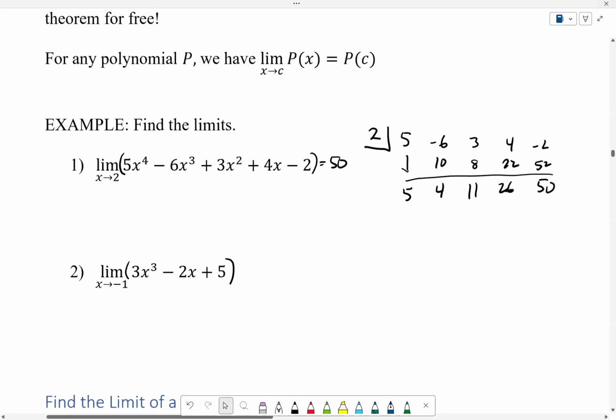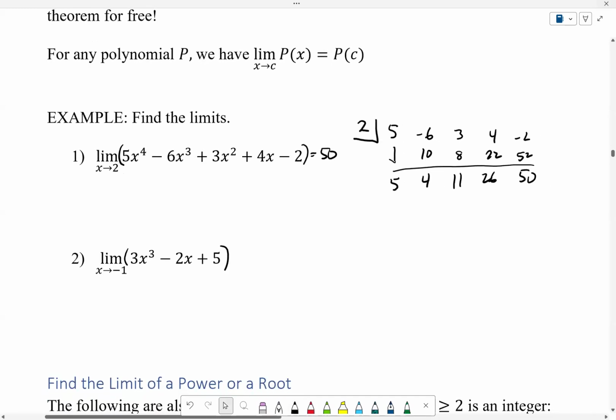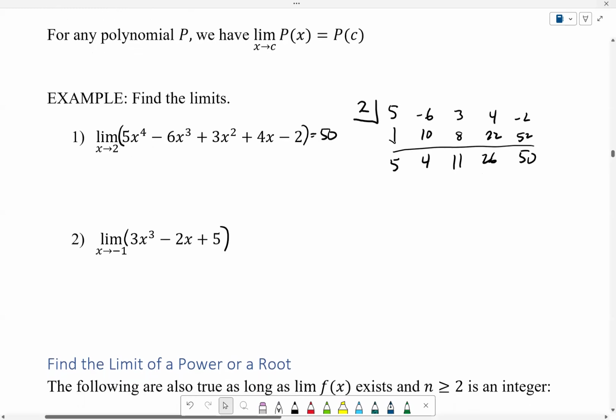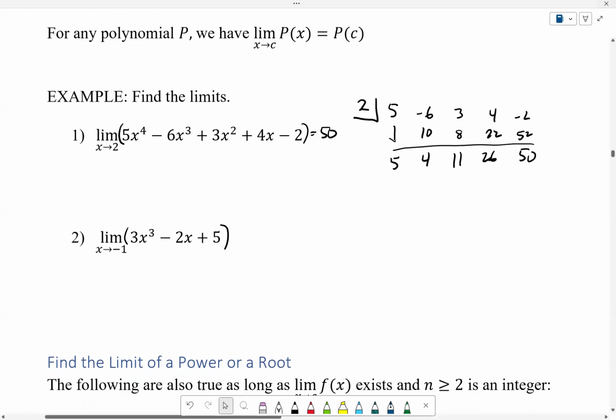Either way, I really recommend keeping this as a tool in your pocket. I think you're less likely to mess up for a high degree polynomial like this. Would it be a good way to do number 2? Only if you really love synthetic substitution, as this is called. But I think number 2 is pretty easy. Just plug in that -1. So we get -3 plus 2 plus 5. Did I do that right?